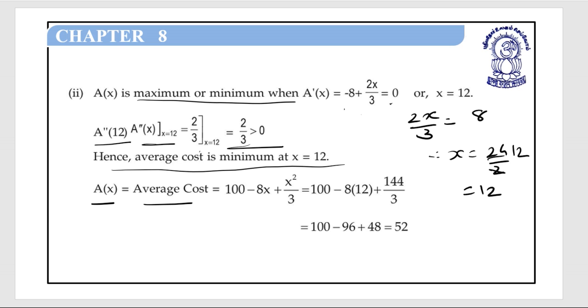A of x, average cost, is equal to 100 minus 8x plus x square by 3. 100 minus 8 into 12 plus 144 by 3. 100 minus 96 plus 48. 4 plus 48 is equal to 52.